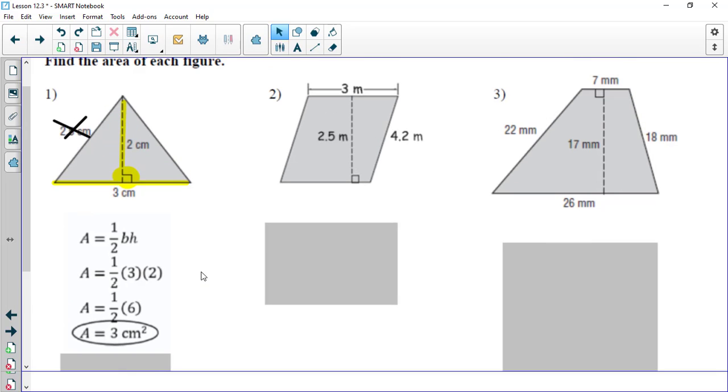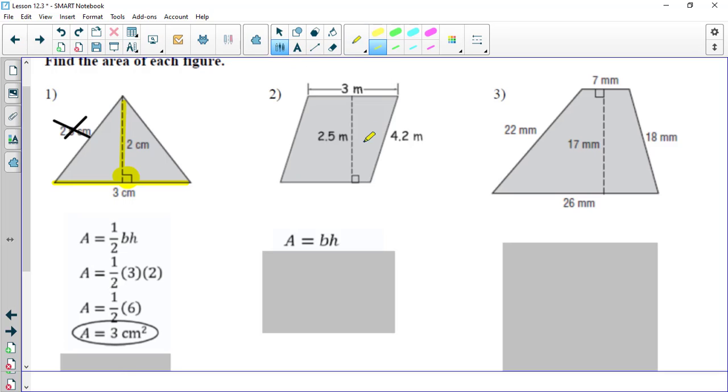All right, number 2, let's identify this shape as our first step. This is a parallelogram. So the formula we're going to use is base times height. So the base and height are going to intersect at a 90-degree angle, which I see right here. So that tells me that my height is 2.5, and my base would be this side down here, but opposite sides of a parallelogram are congruent, so 3 meters could also be our base, since this is also 3 meters. So we do not need the 4.2 here, since it's neither the base nor height of the parallelogram.